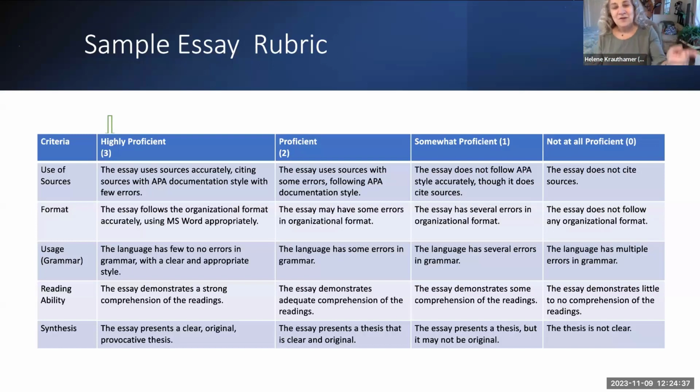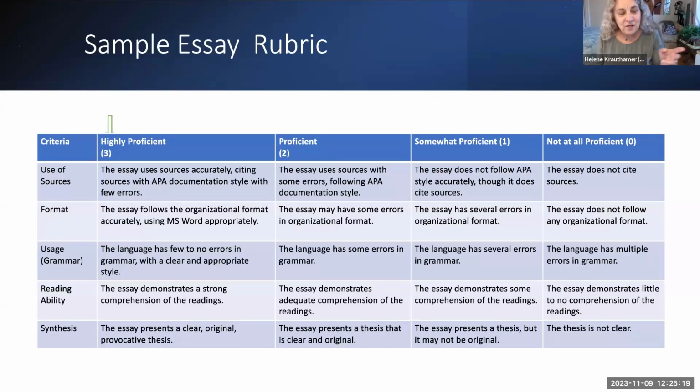Therefore, we have use of sources. And specifically in the 210 course, Discovery Writing 210, we are asking them to follow APA documentation style. That's why you see it so specifically there. The essay uses sources, accurately citing sources with APA documentation style with few errors. And that alone took a lot of time debating. Wait, are we going to use APA style or MLA style? What do we mean by few? What do we mean by using sources accurately? All of those words carry a lot of significance.